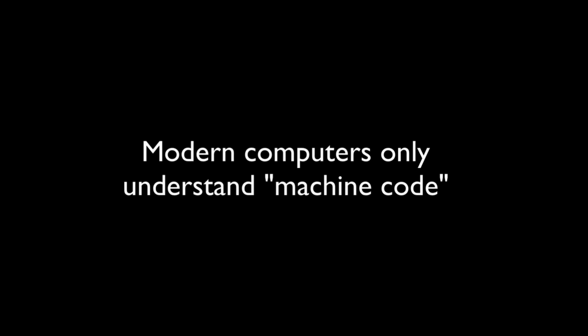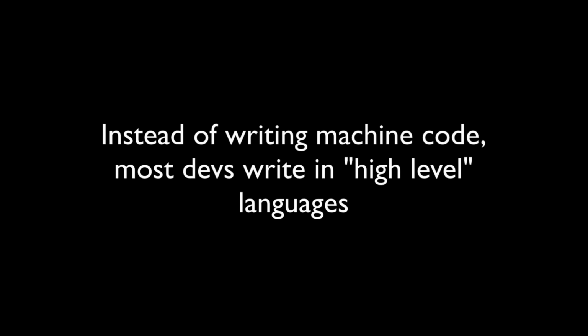First, it's worth understanding that modern-day computers only understand machine code, and that machine code looks nothing like the programming languages you may write. Machine code looks more like a string of ones and zeros than it does JavaScript or C++ or PHP or Ruby. So most programmers never attempt to write raw machine code instructions. Instead, they write quote-unquote high-level programming languages.